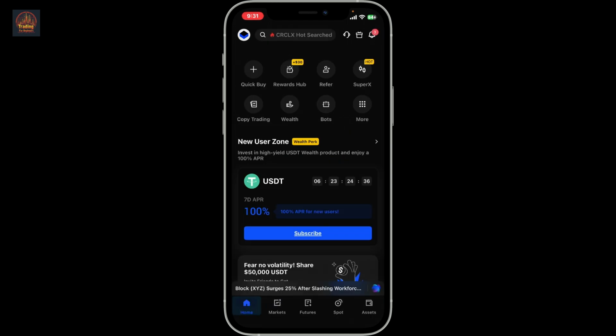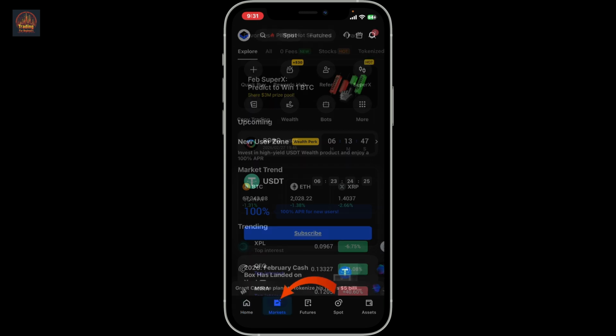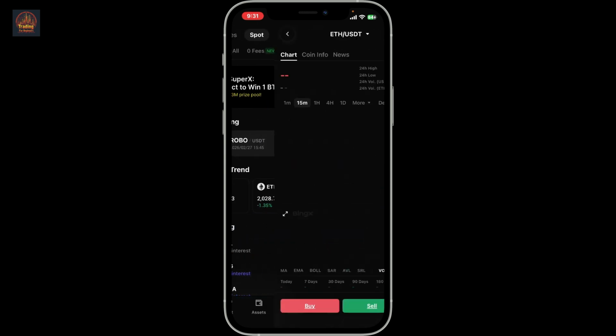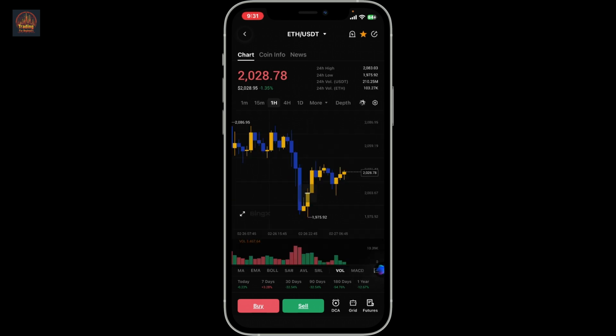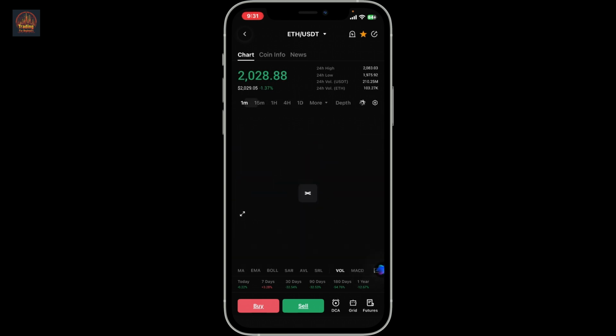Once you're logged into your BingX account homepage, go ahead and open up any trading pair. I'm just gonna go to the Markets tab and select one of the trading pairs. After you're inside the chart page, go ahead and look for the 1M, 5M, 1 hour, 4 hour, 1 day options at the top.